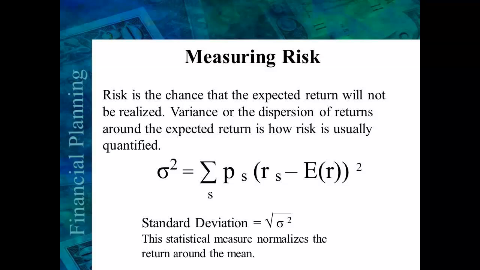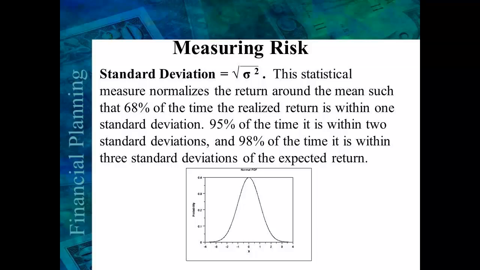Let's look at standard deviation in some more detail. This statistical measure normalizes the distribution around the mean such that 68% of the time the actual return will be plus or minus 1 standard deviation. 95% of the time the actual return will be plus or minus 2 standard deviations. And 98% of the time the actual deviation will be within 3 standard deviations.